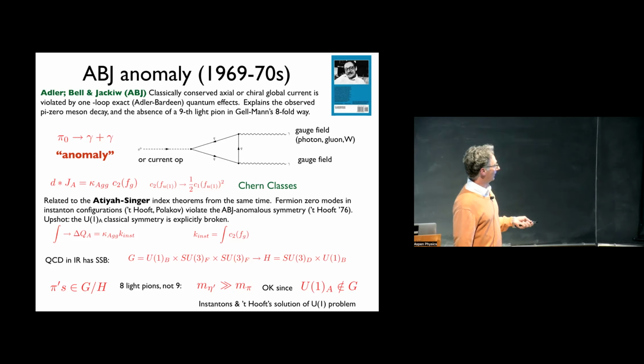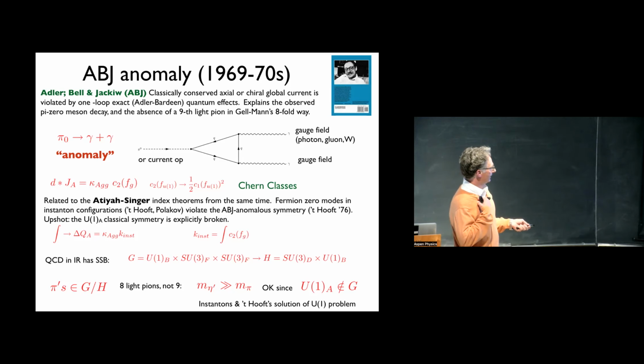And from that point of view, what happens is if we integrate this, we see that there are instanton configurations that have fermion zero modes, which violate the symmetry. And the upshot is that the U(1) classical symmetry is explicitly broken by instantons.